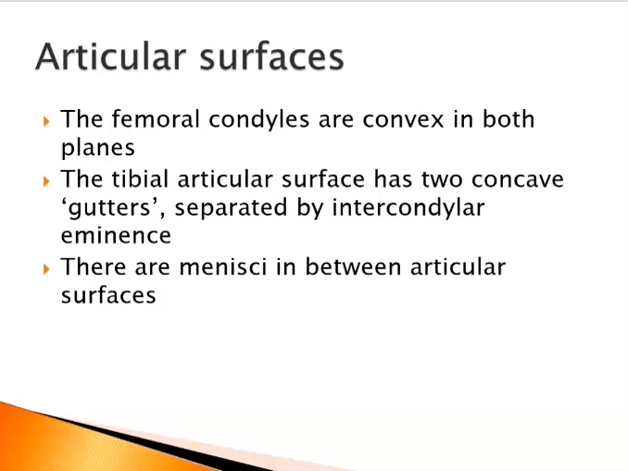Coming to articular surfaces, the femoral condyles are convex in both the planes. The tibial articular surfaces are two concave gutters separated by intercondylar eminence, and there are menisci in between the articular surfaces of knee joint, that is femoral condyles and the tibial articular surface.